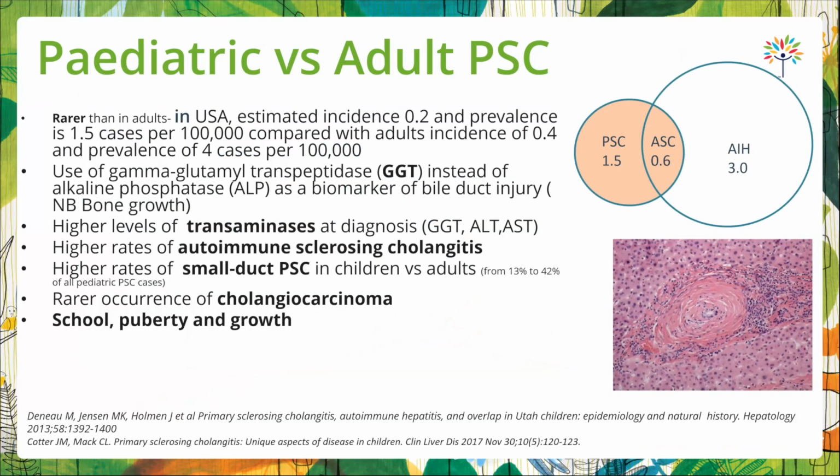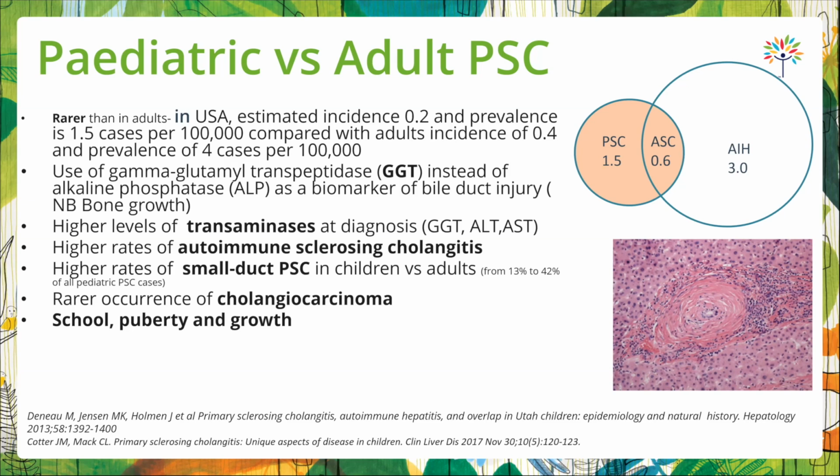So let's get on to what's the difference. The first thing, and I know I was told not to talk about statistics, but doctors can't resist statistics. So the first thing to tell you is that paediatric PSC is much rarer than it is in adults, almost 3 to 4 times rarer. So in the USA, for every 100,000 children, there might be 1 or 2 cases of PSC, whereas in adults, for every 100,000 adults, there'll be 4 cases of PSC, almost double.